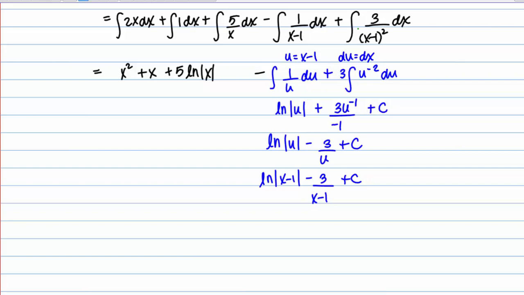So then if I put all my pieces together, I find that this original integral is equal to x squared plus x plus 5 natural log of the absolute value of x minus the natural log of the absolute value of x minus 1 minus 3 over x minus 1 plus c.